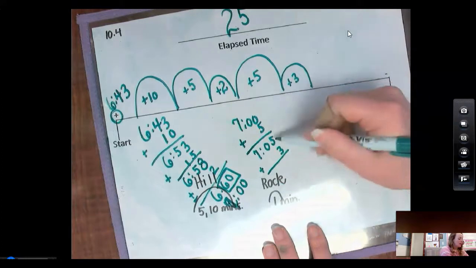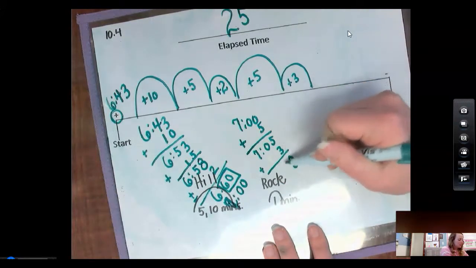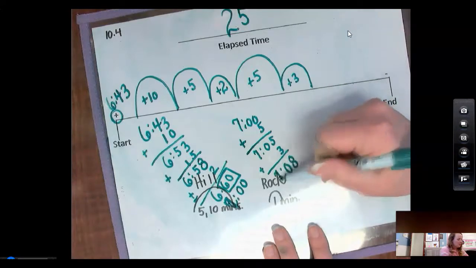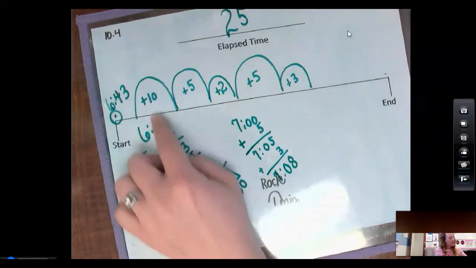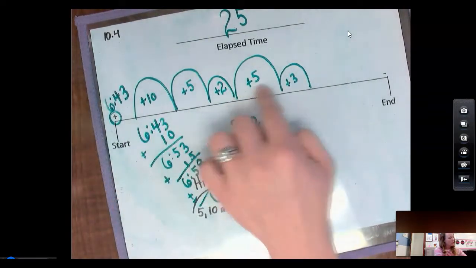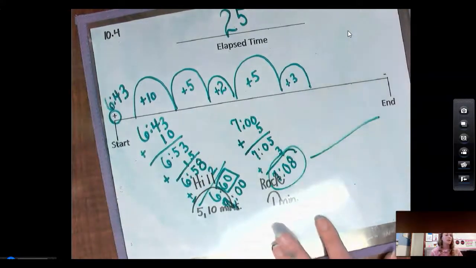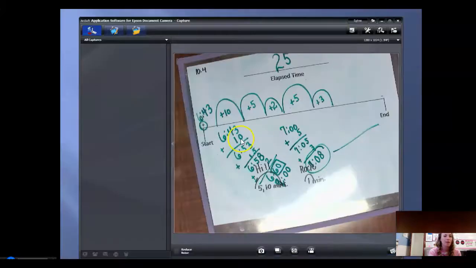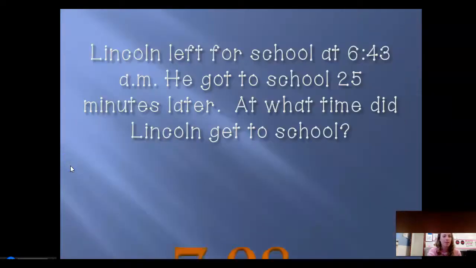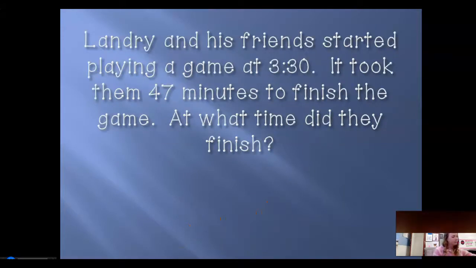All right, what's 5 plus 3? 5 plus 3 is 8. Drop your 0, drop your 7. 7:08. All right, let's double check. 10, 15, 20, 23, 25. So my end time then should be 7:08, kiddos. Let's double check that and see. So is it 7:08? You got it. Good job. All right, kiddos, here's your next one.